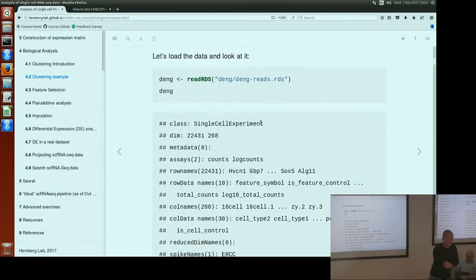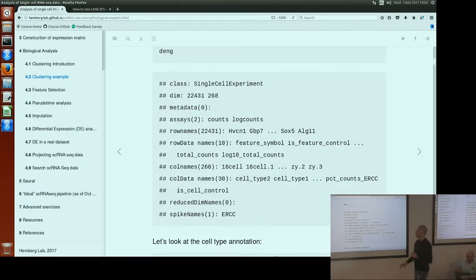So if you load the data set and look at it, as I said, we have two assays, counts and logcounts. Logcounts is log transformed CPM values of counts. You have gene names, which are mouse genes, as you can see. We have performed quality control with the scater function, so you would have all these columns in the annotation matrix added by scater. So these are cell IDs. We have 268 cells. These are different IDs. And this is the cell annotation table, where we have cell type 2, cell type 1, and all the scater related columns. Also, there is a spike-in slot in this experiment, but we won't use it for the clustering purposes.